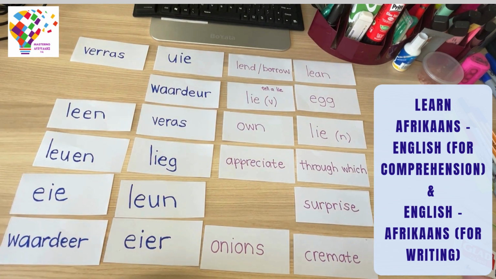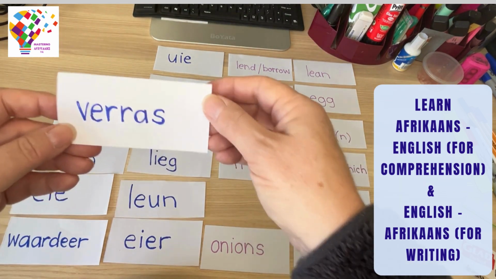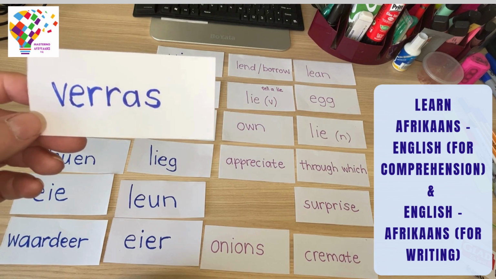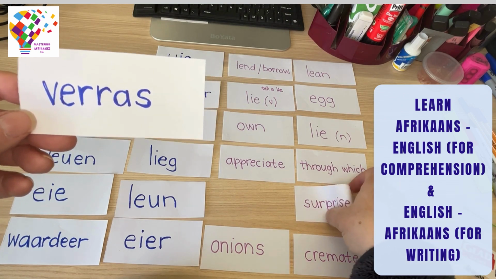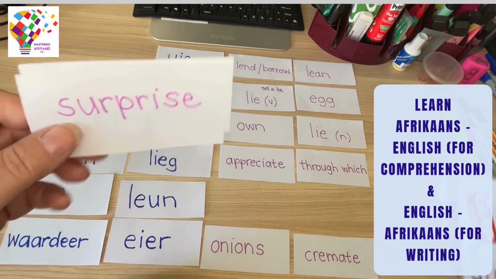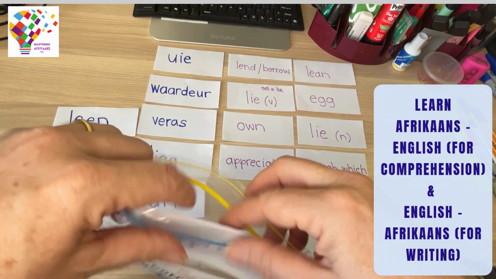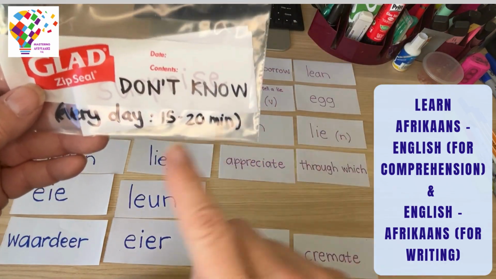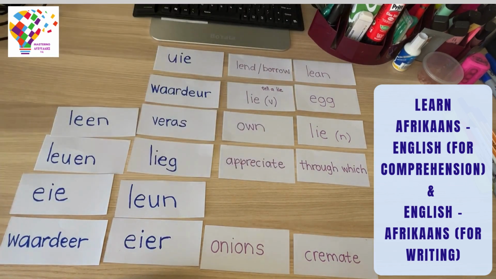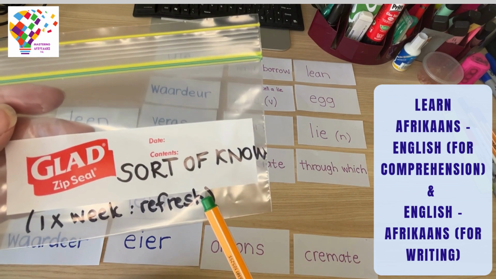Then you're going to look at your other words, and for instance, say you take the word verras, and you are not sure what verras means, so you go and look it up, and you discover that verras means surprise. Now you didn't really know this word, so you're going to put it in your don't know packet. These are the ones that you are going to study every day for 15 to 20 minutes until you know the words really well. Then you're going to move them into the sort of know packet, and the sort of know packet you're only going to do once a week.